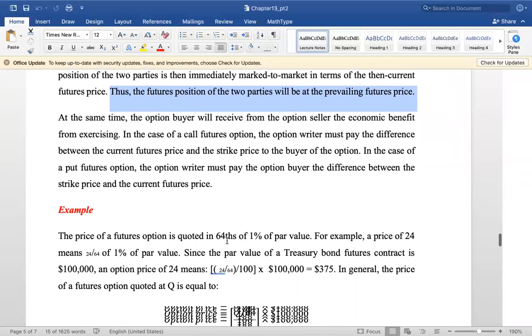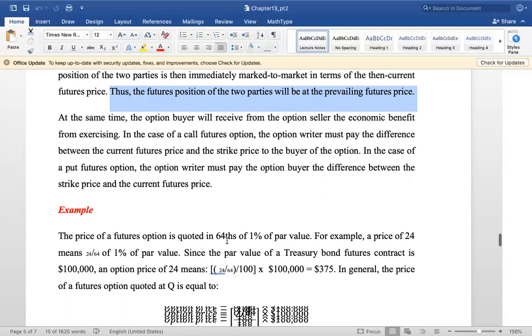So let's suppose you are holding a put option at an exercise price, or a strike price, of 85, but the price in the market is 60. If the buyer of this put option exercises, the buyer would have a short position in the future contract at 85, and the option writer will have a long position in the future at 85.